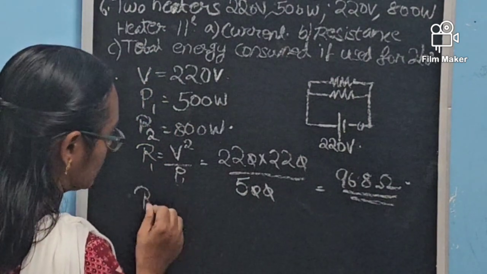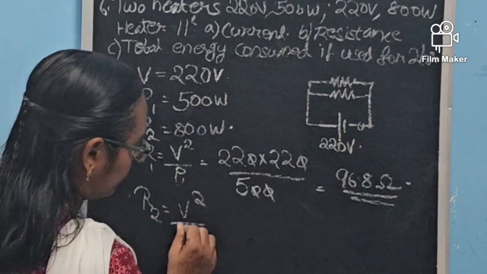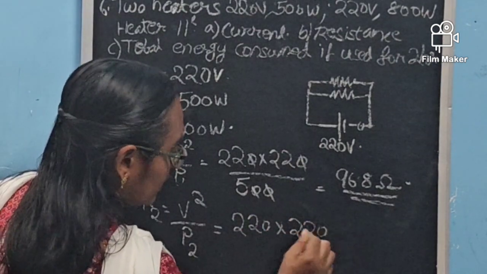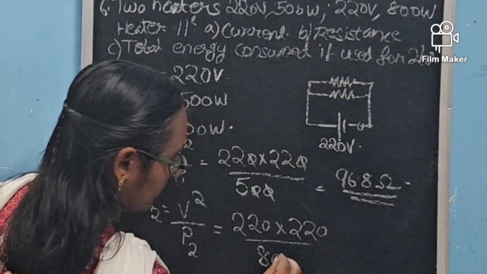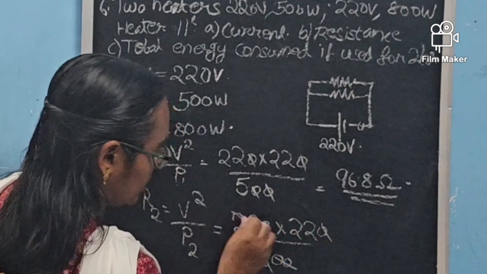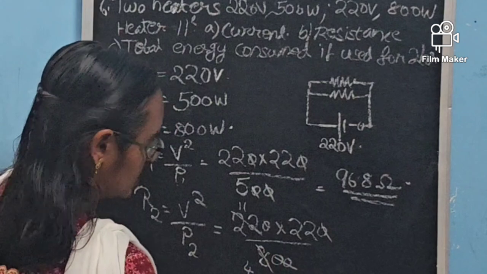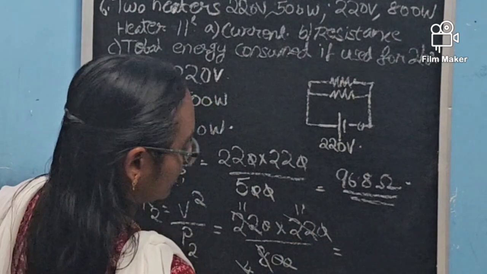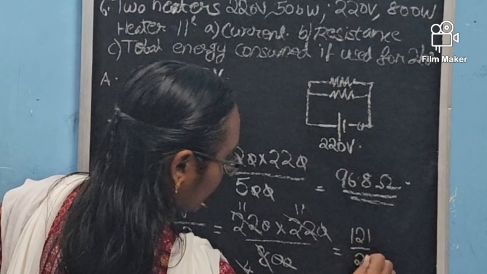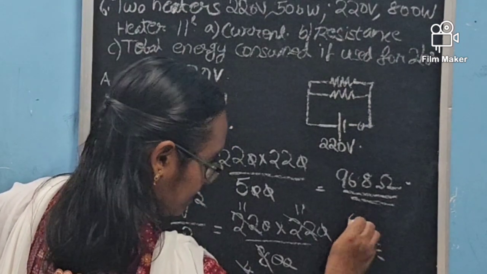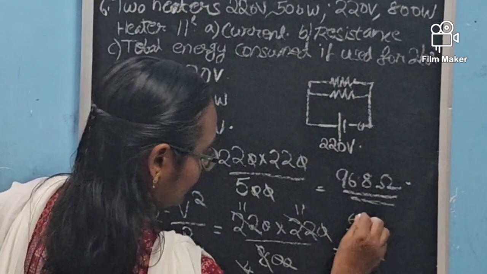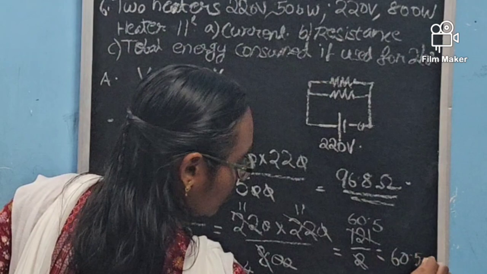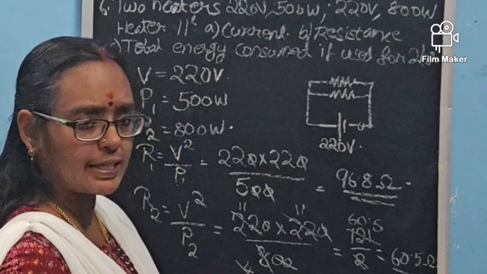Now R2. R2 is what? V square by P2 is equal to 220 into 220 divided by 800. These two get cancelled. 121 divided by 2, and we will get the answer as 60.5 ohm. This is the individual resistance.